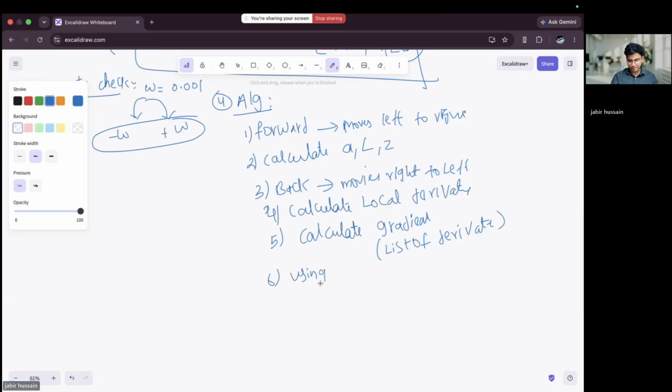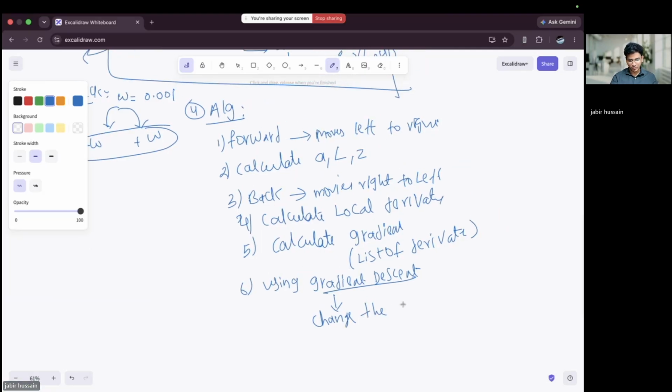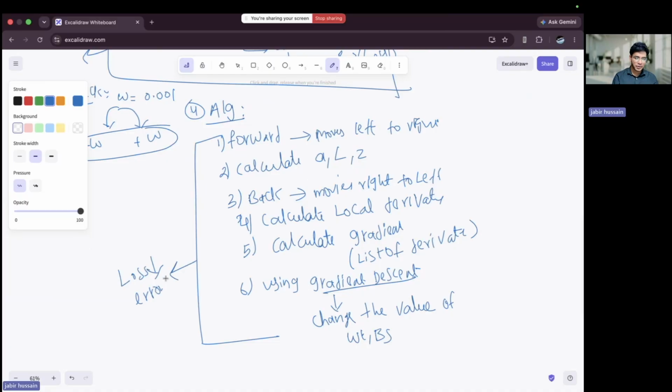using gradient descent, change the value of weights and biases. And when you do that, the loss will be minimum. It means the error would be minimum and you are near to your true answer. This is what we do. Okay, I hope you got the point.